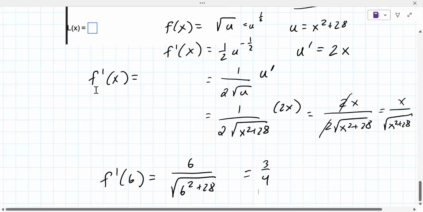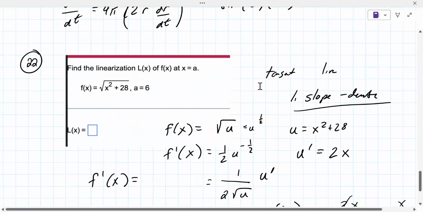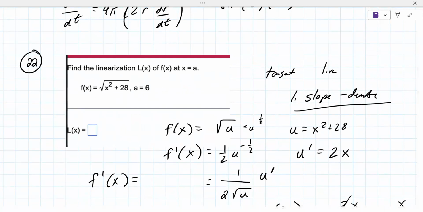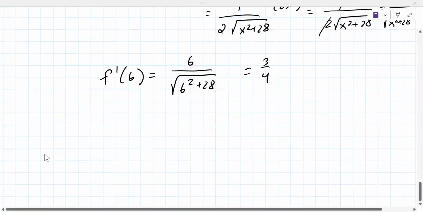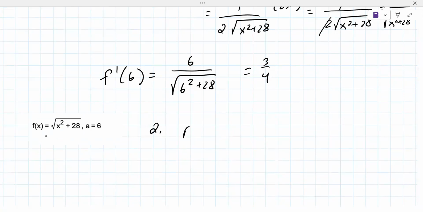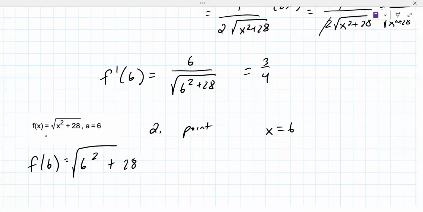So the next thing is we need a point. You get the point from going back to the original. Sometimes you do the point first. So the second thing you need is the point. So you have x equals 6. So you find f of 6, which is the square root of 6 squared plus 28.